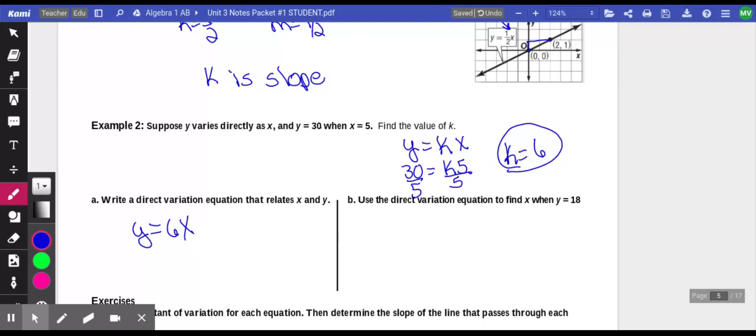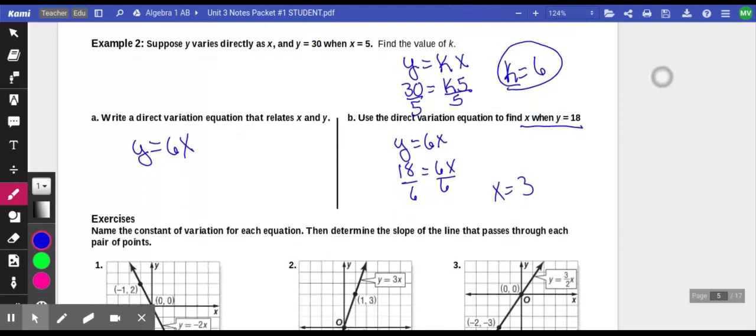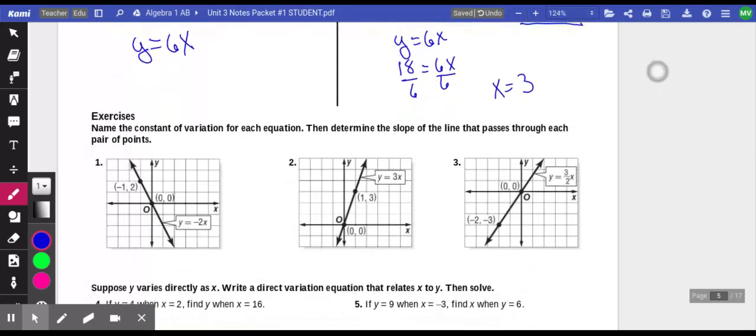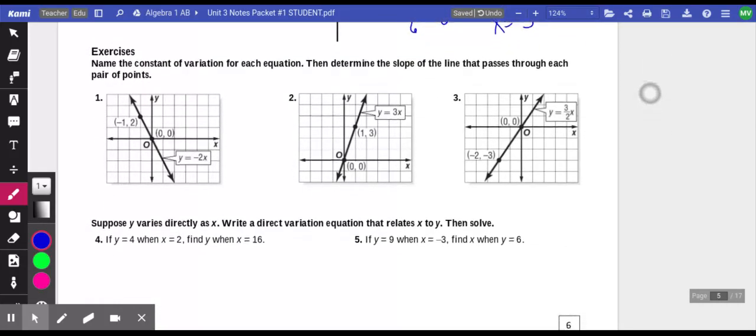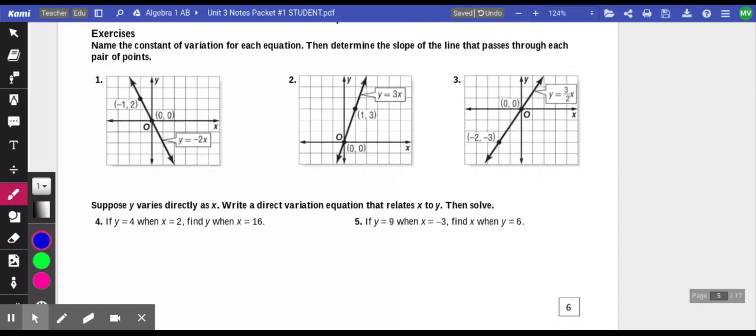And then use the direct variation equation to find x when y equals 18. So we take y equals 6x and put y in as 18 equals 6x. We divide both sides by 6, and x equals 3. Now I want you to pause and do questions 1 through 5, and then come back.